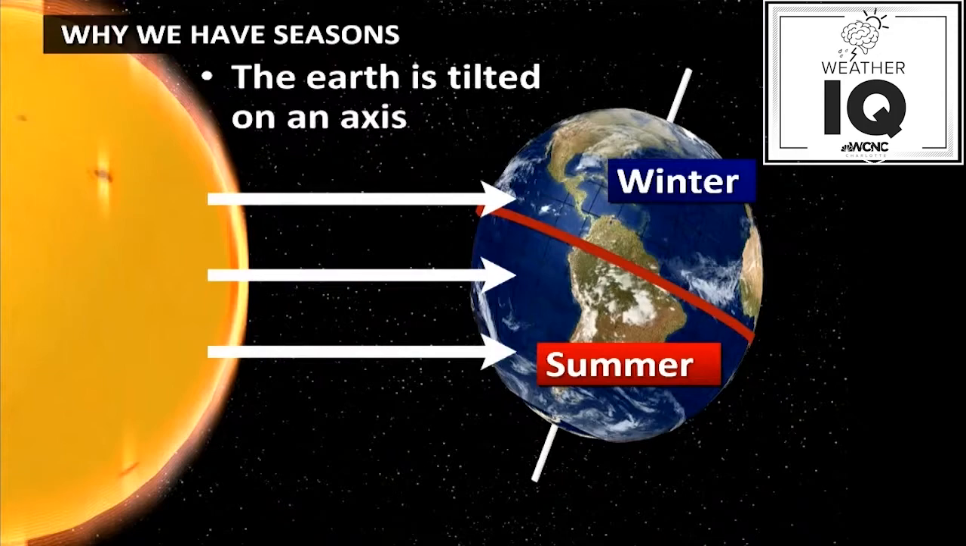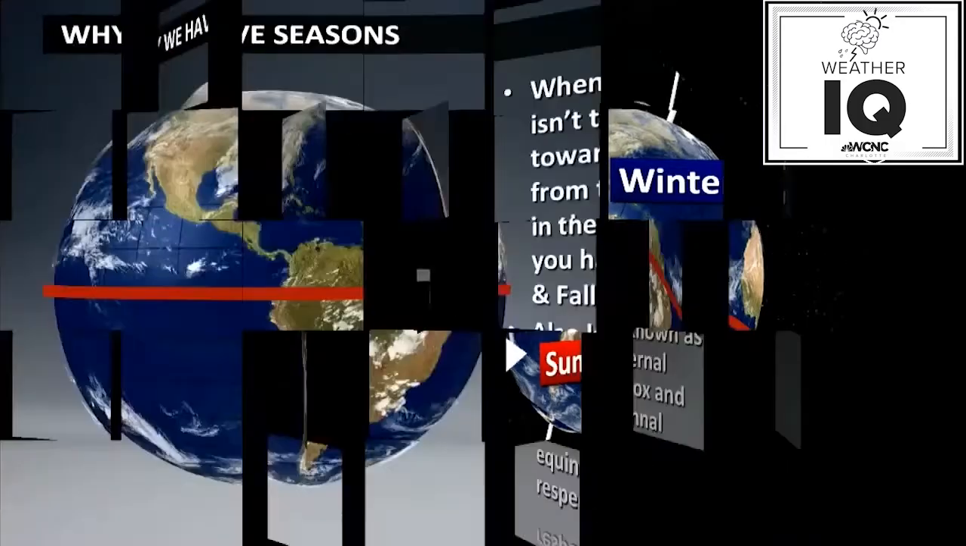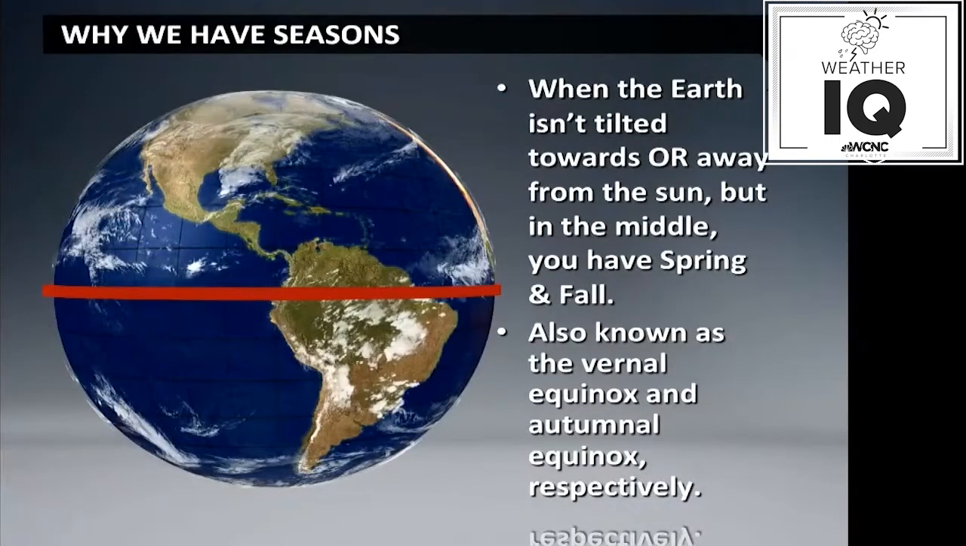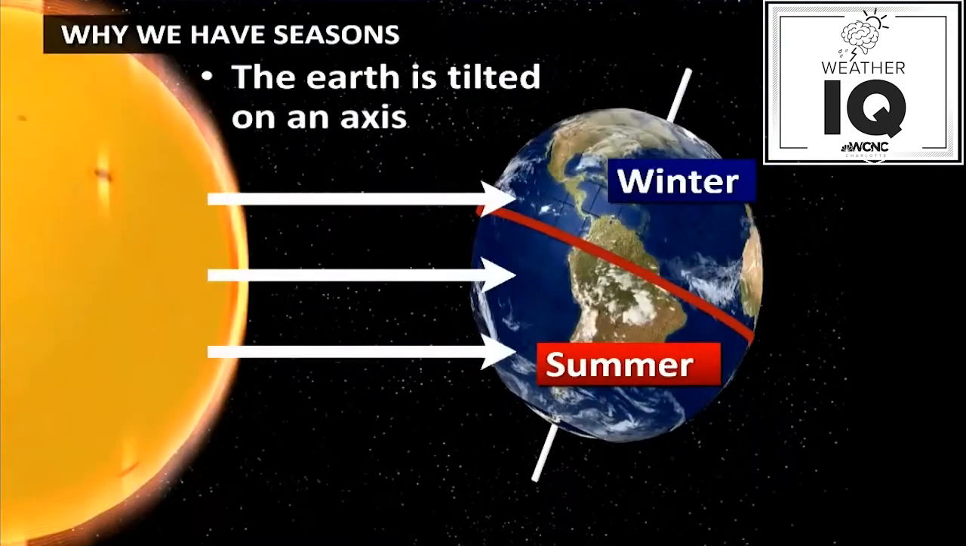When the Southern Hemisphere, however, is closest to the sun, they're getting that direct sunlight, so they are in summer, which in turn, the Northern Hemisphere is pointing away from the sun. So we're getting that indirect sunlight, and that actually puts us in winter. So you see it's opposite. When the Northern Hemisphere is in summer, the Southern Hemisphere is in winter. When the Southern Hemisphere is in summer, the Northern Hemisphere is in winter.